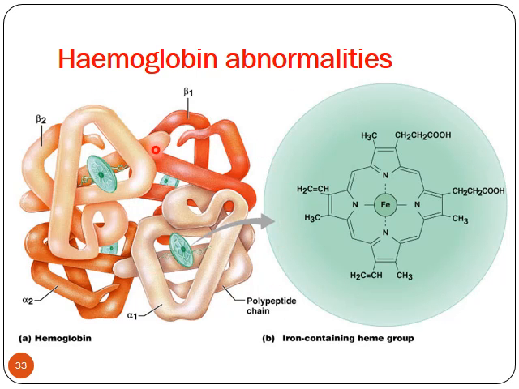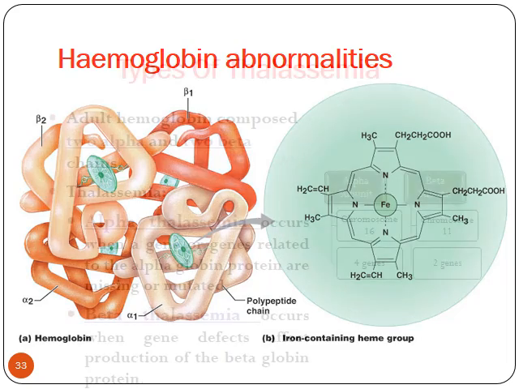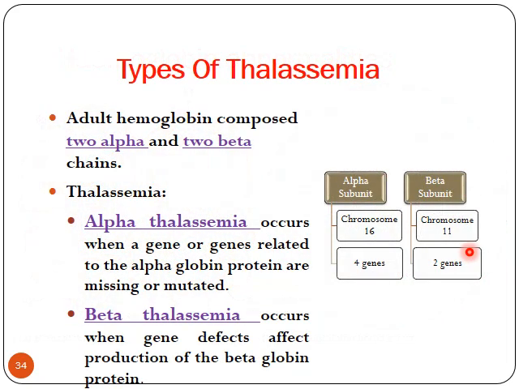Here are the normal subunits, the beta subunits, and the alpha subunits, and this is the normal structure of the hemoglobin, having the iron and the 4 globin chains surrounding it. As you have already known, adult hemoglobin is composed of 2 alpha and 2 beta chains. In thalassemia, alpha of course is carried by the chromosome 16 and it comprises of 4 genes, while the beta subunit is carried on chromosome 11 and is composed of only 2 genes.